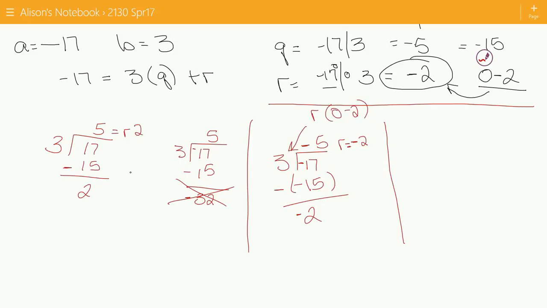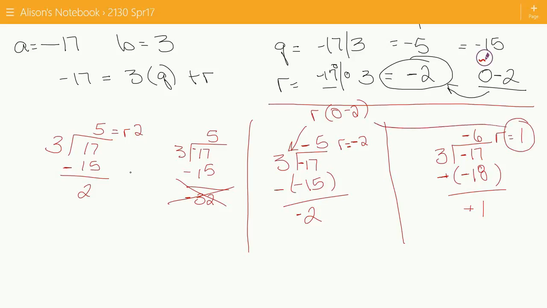So we're going to try it one more time. I'm going to take 3 and divide it into a negative 17. And this time, instead of doing a negative 5, I'm going to do a negative 6. I'm going to go one more than the 5. This is going to give me a negative 18. 6 times 3 is 18. I'm going to subtract that negative number, which means I'm going to end up adding a negative 17 to a positive 18, which is going to give me a positive 1. So my remainder is going to be a positive 1. And this remainder is definitely within the tolerable limits of 0 to 2.